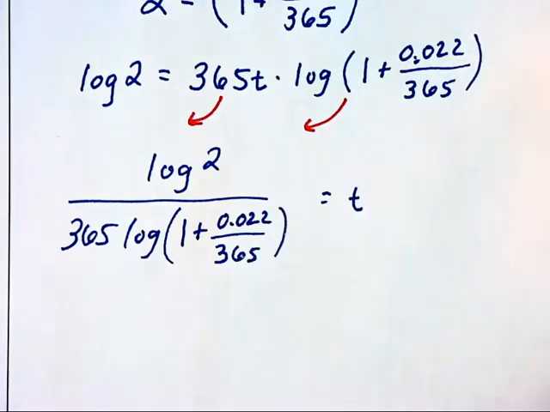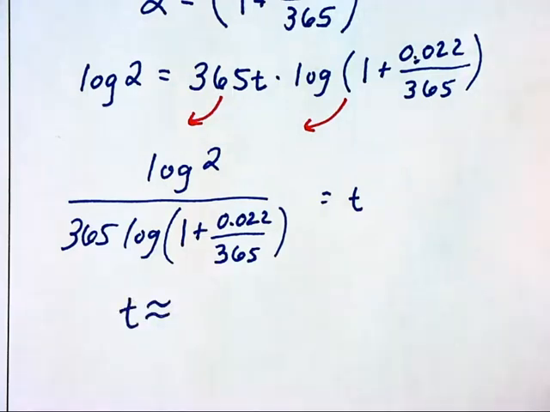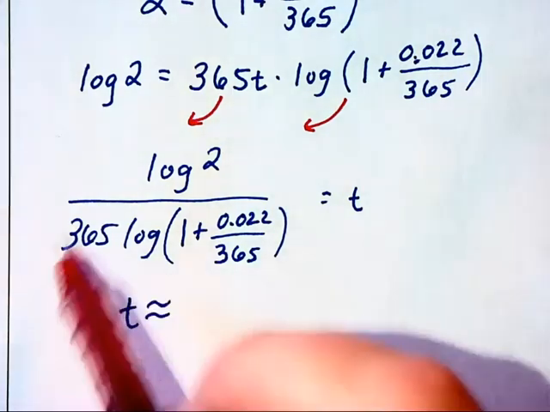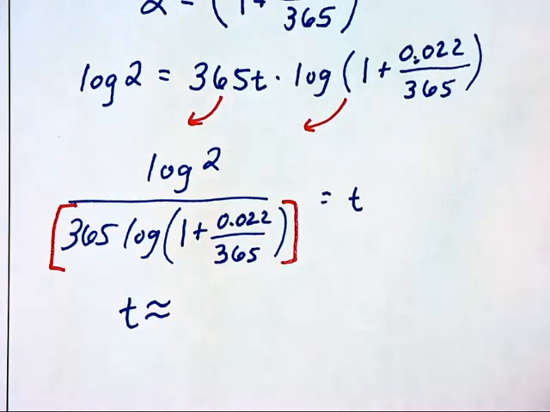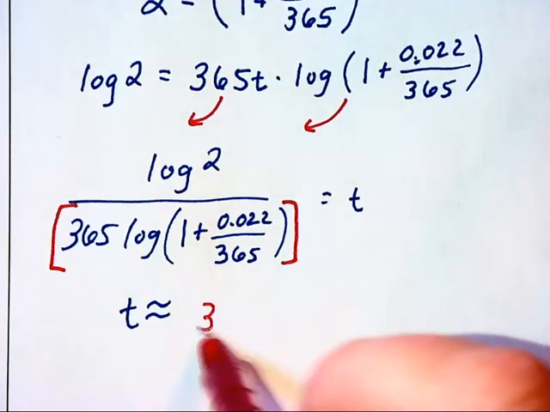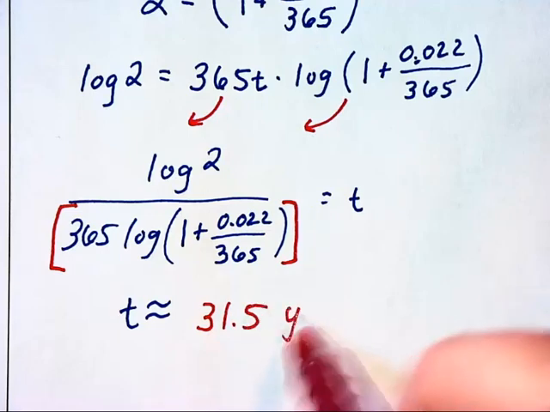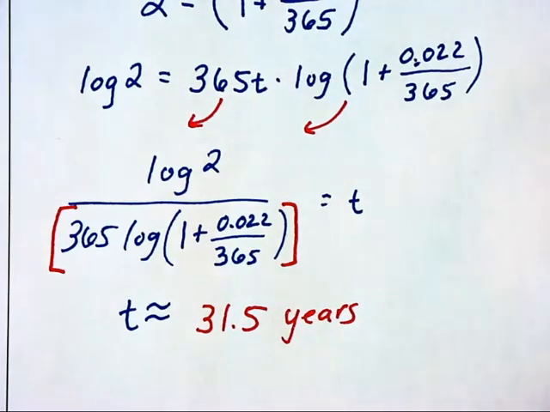Now that is an exact answer. If you wanted an approximation, you would then use your calculator to get that approximation. Let me remind you that there's an understood parentheses around that whole denominator that I would suggest that you type into your calculator. And this should come out to be approximately 31.5 years when you substitute those values into your calculator.